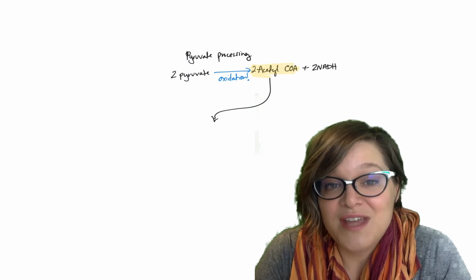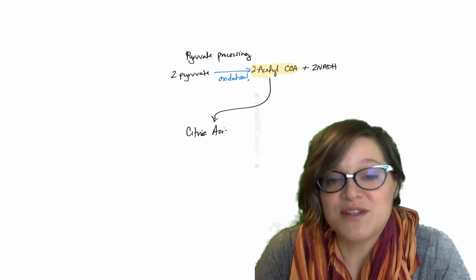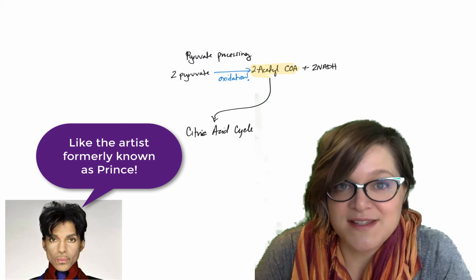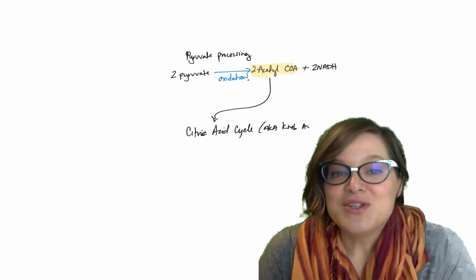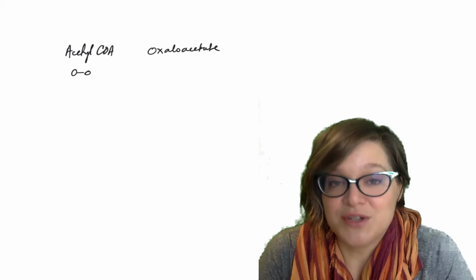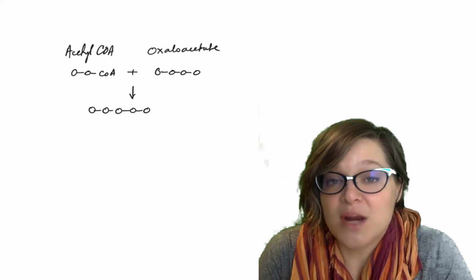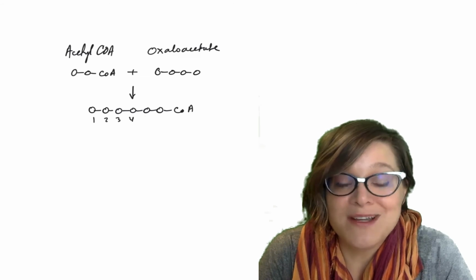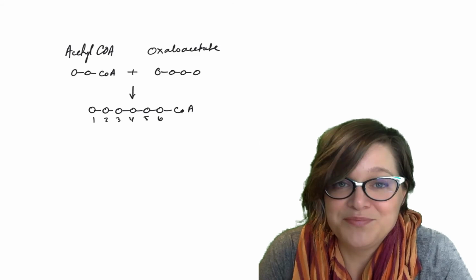So keep in mind that this process has several different names. It can be called the citric acid cycle, the TCA cycle, or the Krebs cycle. We start with our 2-carbon acetyl-CoA, and we add that to an oxaloacetate, which is a 4-carbon sugar. Once we are in that 6-carbon molecule, we take an isomer of it, and guess what that isomer is called? Citric acid. That's where the cycle gets its name.